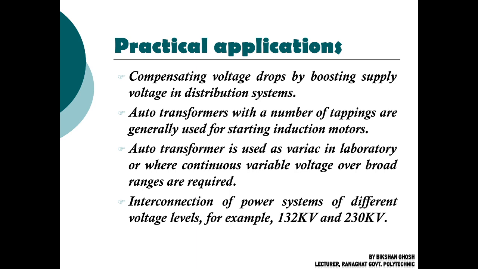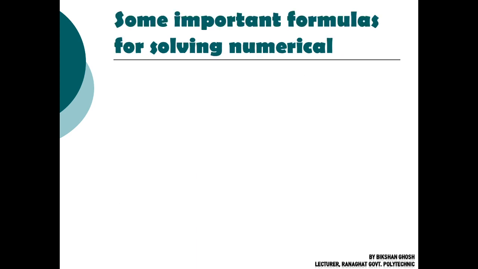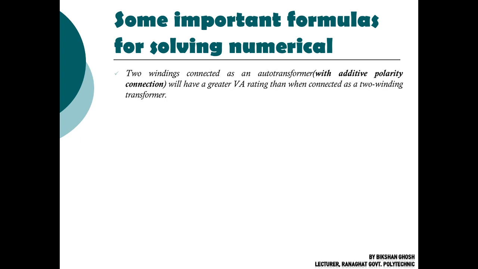So now we will go on to the next slide and we will learn about some important formulas for solving numericals. Two windings connected as an autotransformer will have greater volt ampere rating than when connected as a two winding transformer. As we know, if we connect a two winding transformer as an autotransformer, the rating of the autotransformer will be higher than that of the two winding transformer. Now, how these two ratings are related, that we can find with the help of the formula given here.